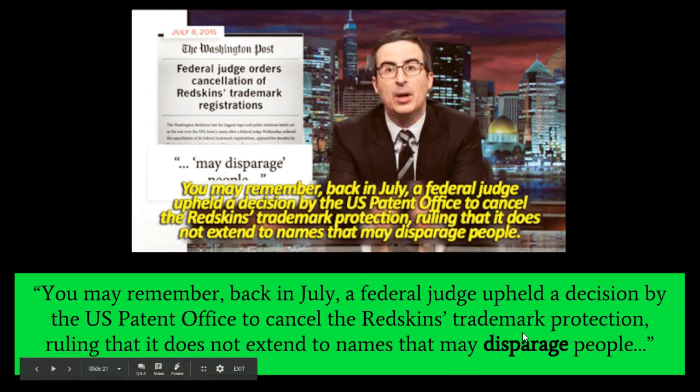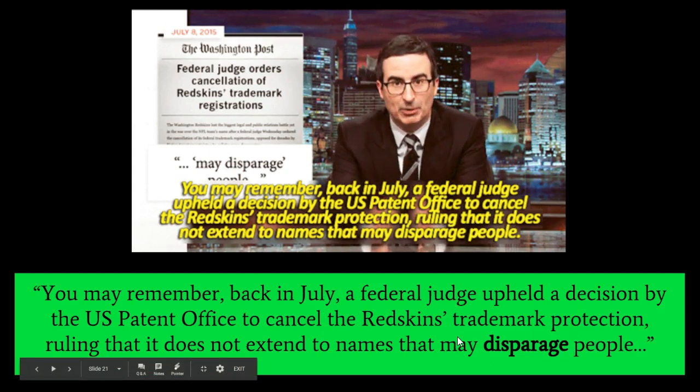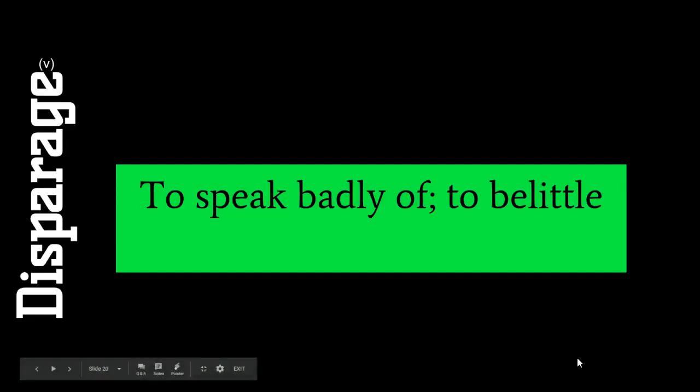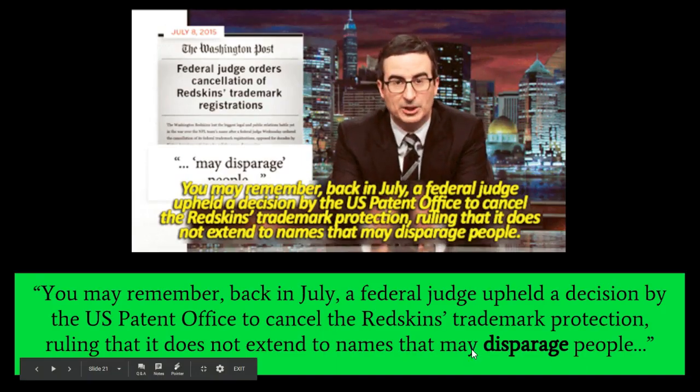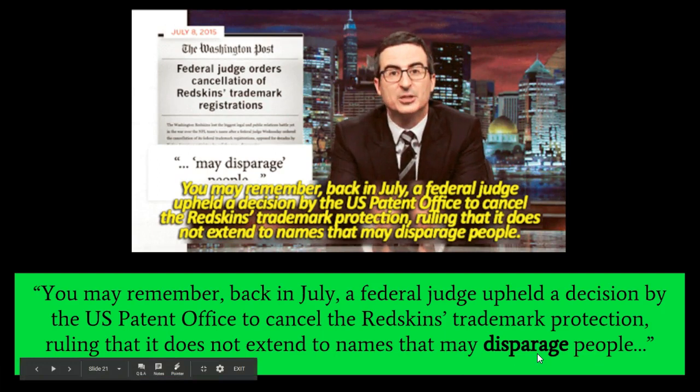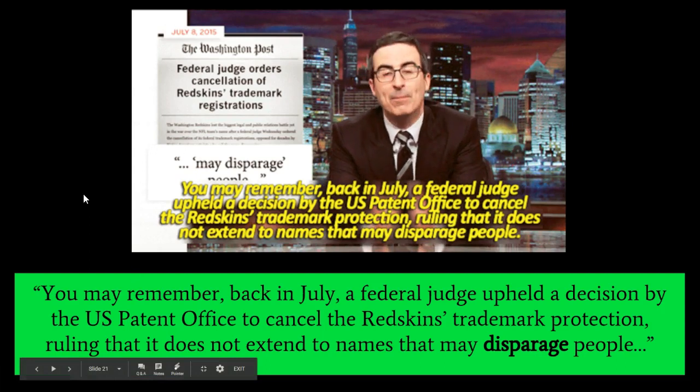You can also see disparage as having connotations of offend, offending. So disparage is a verb, and therefore may disparage, may offend people, may belittle people. That's the way to look at the word. So disparage is when something harmful or insulting has been said about another or another group of people.